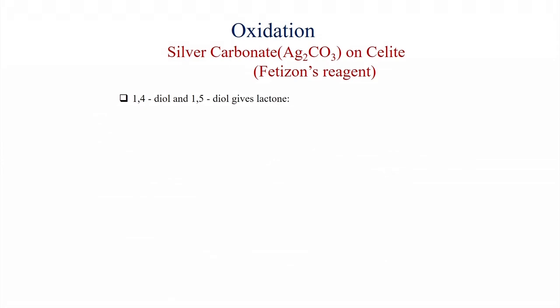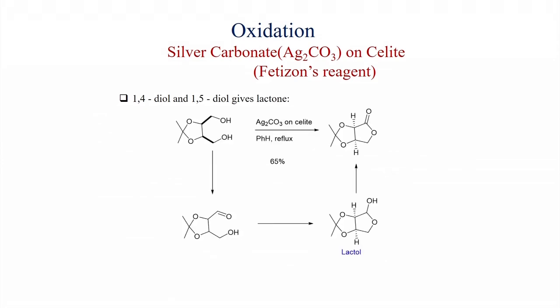1,4-diol and 1,5-diol give lactone. Like this diol, when treated with silver carbonate, it gives first the aldehyde, one alcohol oxidized to the aldehyde, and then it gives the lactol. So, lactol is formed, and this lactol on oxidation gives the lactone. Also, when a pentanediol is used with silver carbonate on Celite in benzene reflux condition, you get this lactone in good yield.